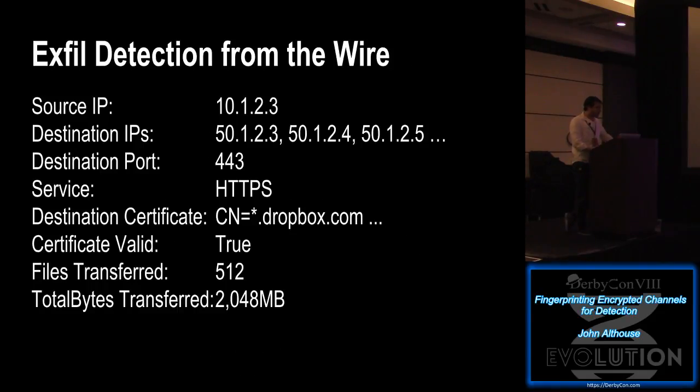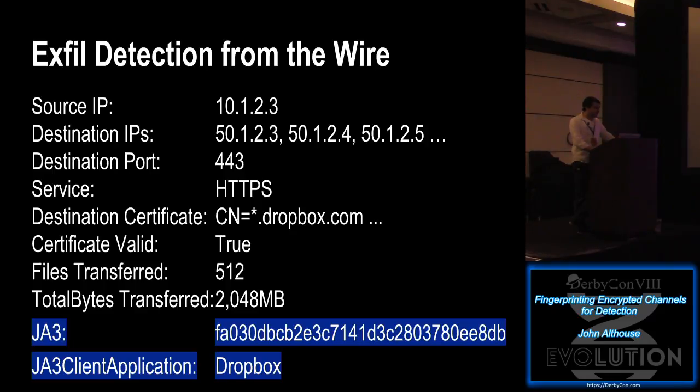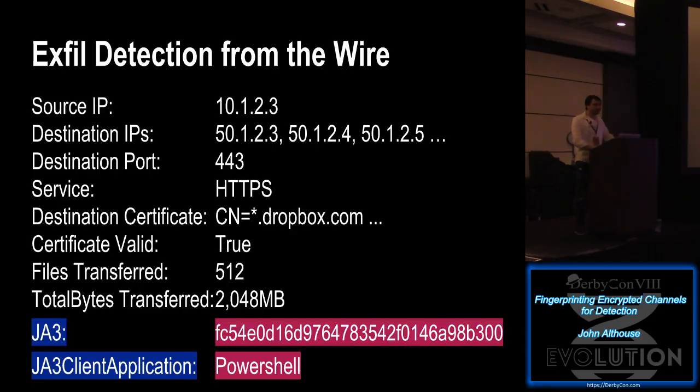And so we use this, and we have logs that output kind of similar to this. So, here's exfil to Dropbox, makes sense. And if you add in JA3, you could say that the client application was Dropbox. Okay, maybe that's fine. But what if the client application was PowerShell? Maybe that's something worth looking into.